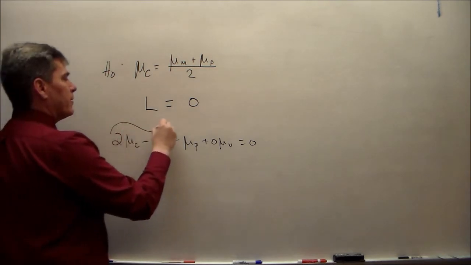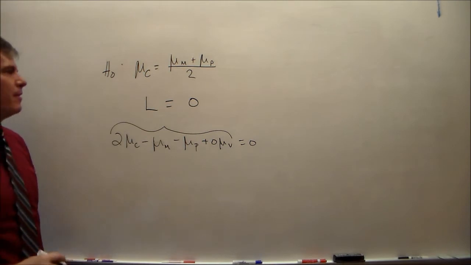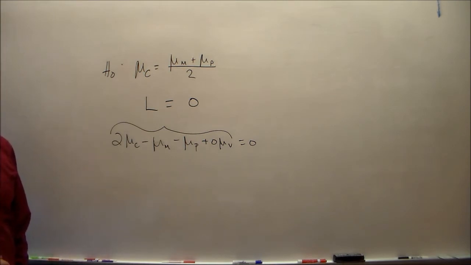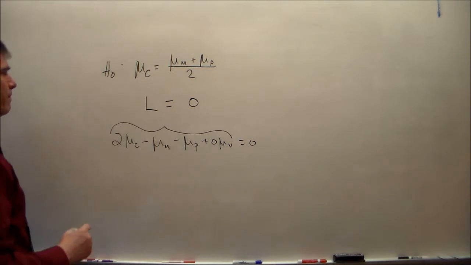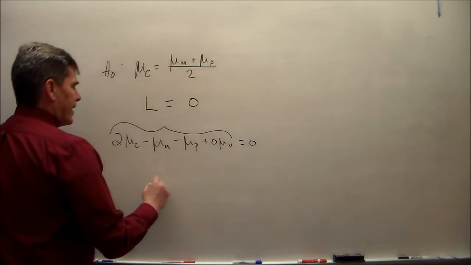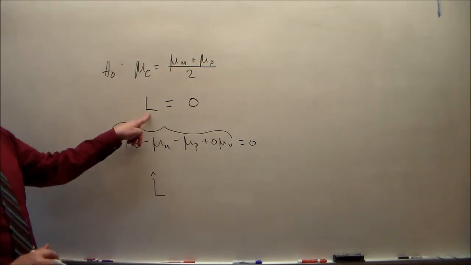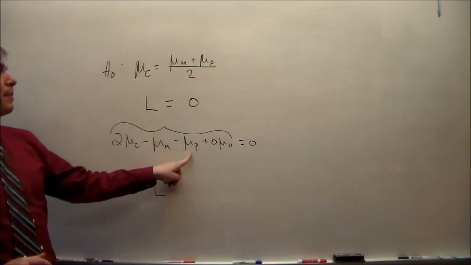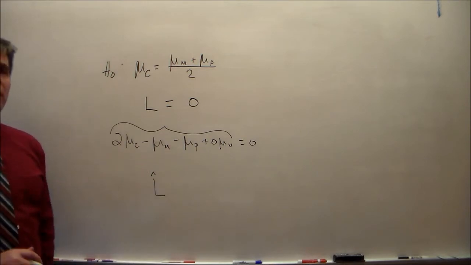And this part is our L. It's a linear combination of the means of the different levels. Again, L for linear combination. Now in all of our testing, we need to estimate L. L is population. How do we know L is population? Because it's based on other population parameters. We put a hat on it if we're going to observe that value.